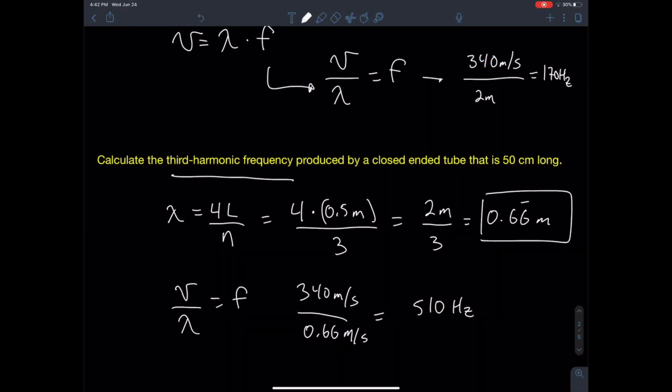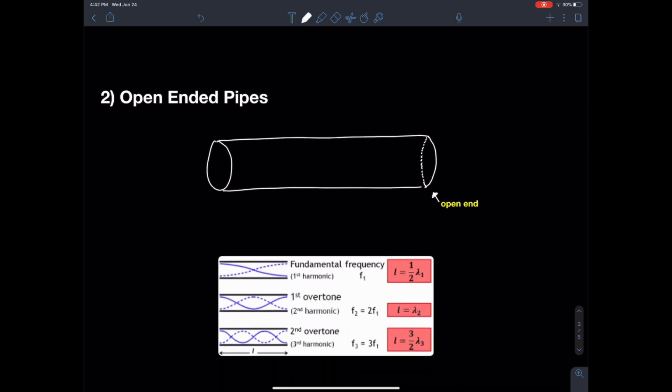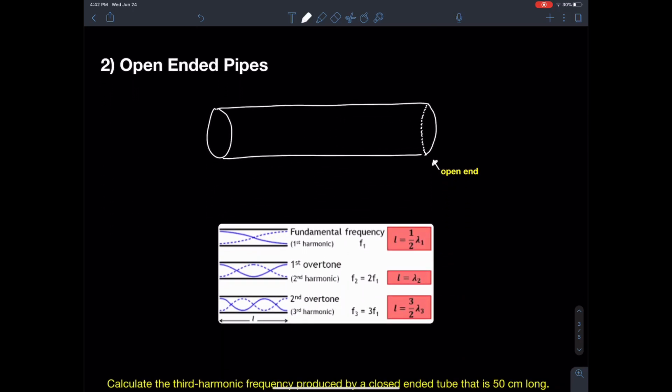So now what do we do about open-ended pipes? An open-ended pipe, we don't have an actual boundary on either end. So how do we make a standing wave if there's no boundary to reflect from? Well, actually, you're going to be reflecting from the edges here, or the air. It can even reflect from the change in the medium, from change in pressure in the air.